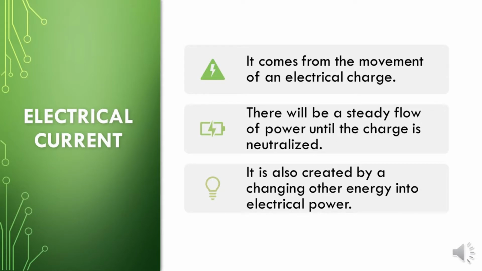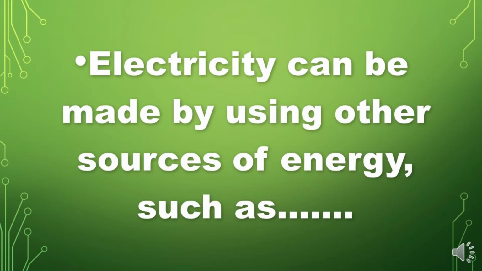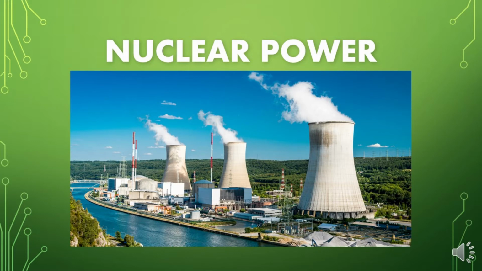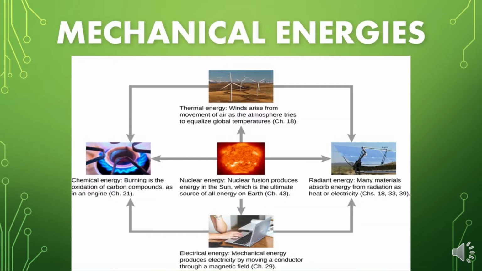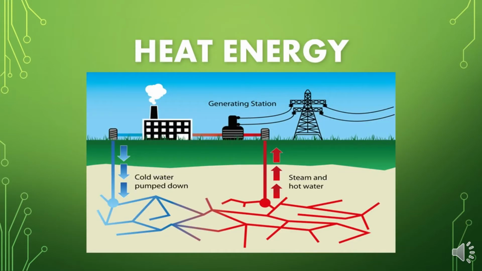Sources of electrical current. It comes from the environment of an electrical charge. There will be a steady flow of power until the charge is neutralized. It is also created by changing other energy into electrical power. Electricity can be made by using other sources of energy, such as nuclear power, chemical power, solar power, mechanical energies, and heat energy.